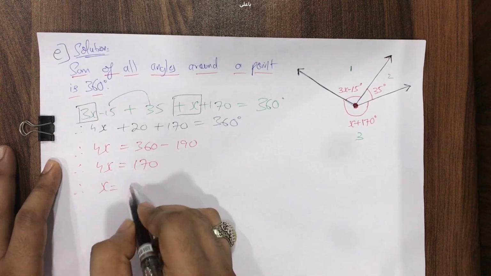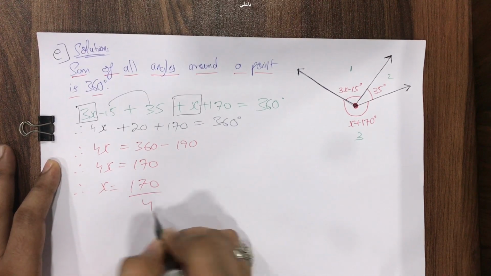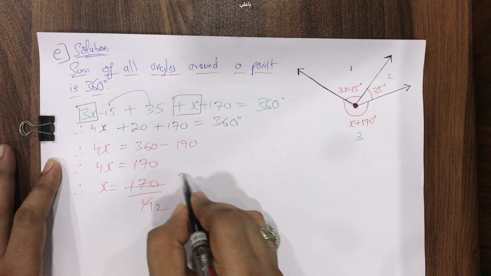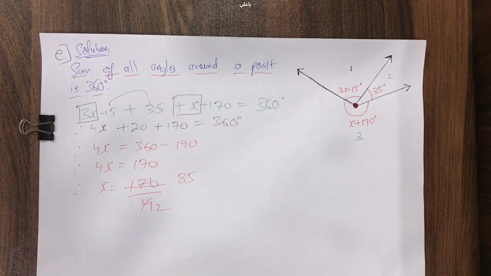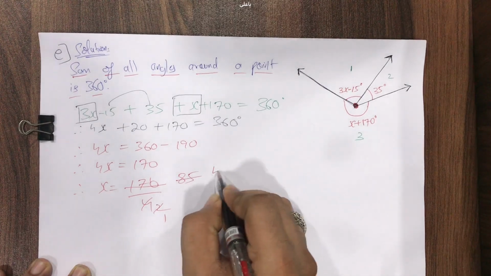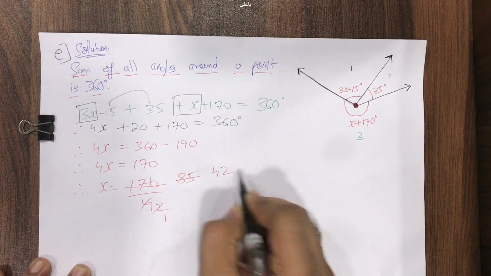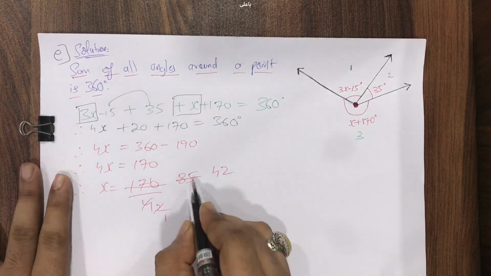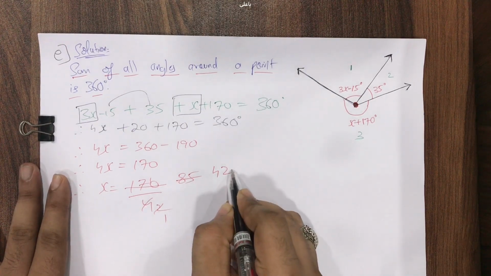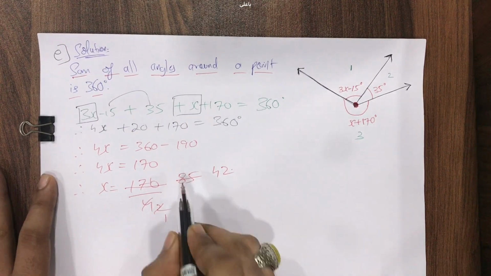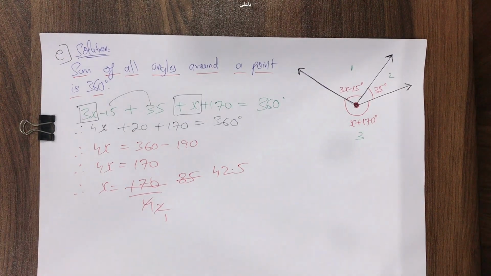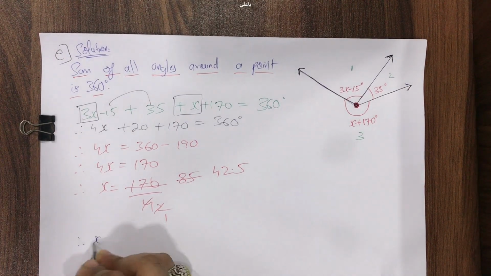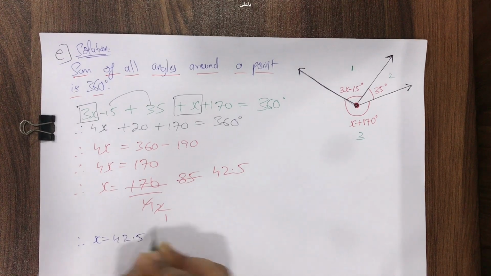Therefore x is equal to how much? 170 upon 4. 2 2s are 4, 2 8s are 16, carry 1. Okay, 2 5s are 10. 2 1s are 2, 4s are 8. It's 5. So remainder is 1. So if I take decimal point, that 1 will become 10. So 2 5s are 10. Okay, so my final answer is, therefore x is equal to 42.5.